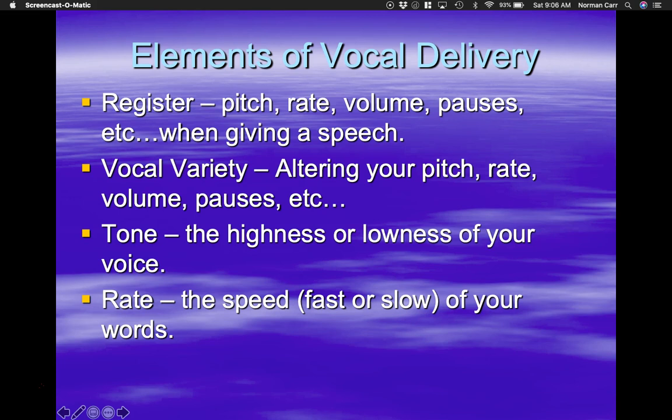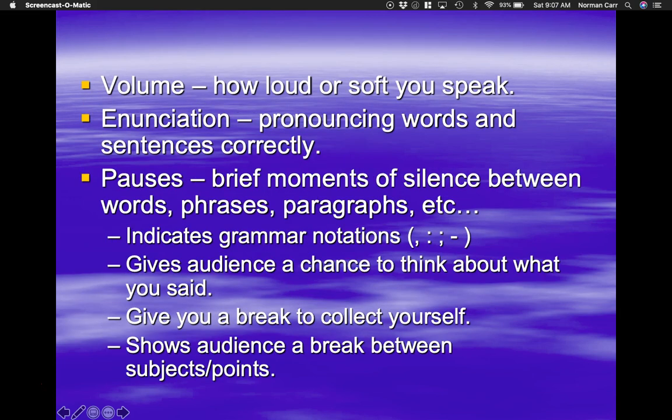We have a vocal variety. That means that you're changing things. You're altering your pitch. You're altering your rate. You're altering your volume, pauses, stuff like that. When we talk about tone, we're talking about the highness or lowness of your voice. When we're talking about rate, we're talking about the speed, how fast you talk, how slow you talk, and stuff like that. When we're looking at volume, we're talking about how loud or soft you speak.